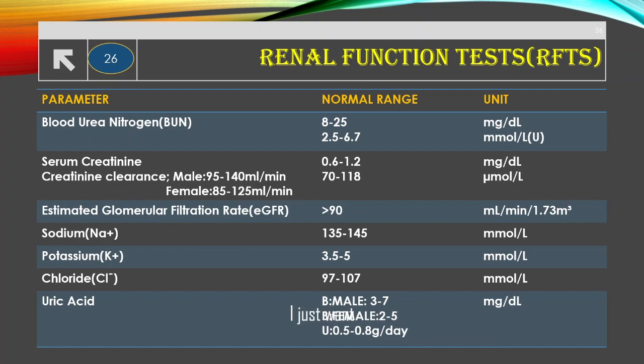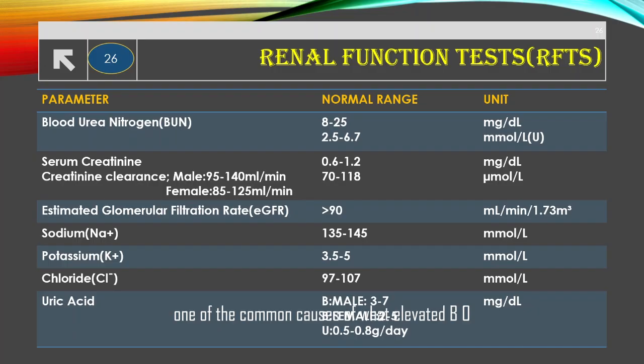Now BUN can be elevated. For now, I just want you to remember that if the parameters I'm going to talk about are elevated, it tells you the kidneys are not functioning properly, or there's something causing the elevation of such parameters in the blood. I will not dwell so much on explaining what can cause elevation of the blood urea nitrogen, but you'd want to know what is causing that.